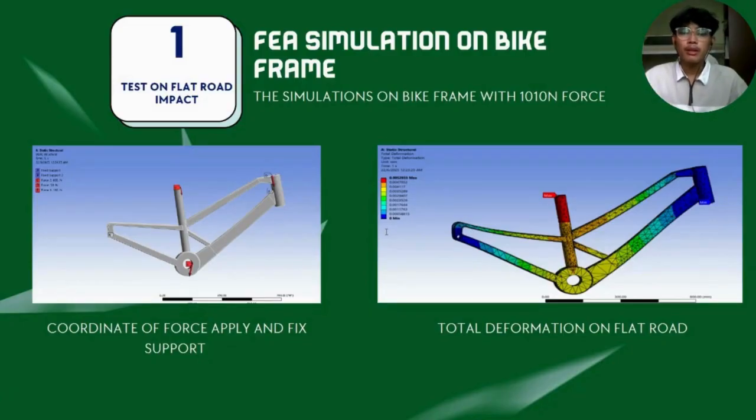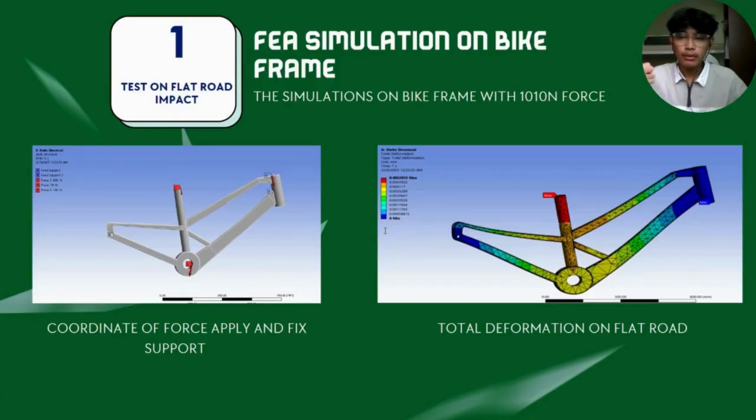Assalamualaikum everyone. My name is Muhammad Arif Danial and I will continue to present the results of the finite element analysis, FEA, conducted on the bicycle frame. The aim was to simulate how the bike frame behaves under different riding conditions and evaluate its structural integrity. We analyzed three cases: riding on a flat road, on an inclining road, and on a declining road.